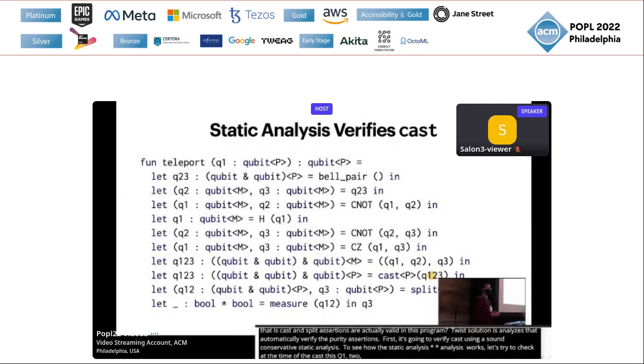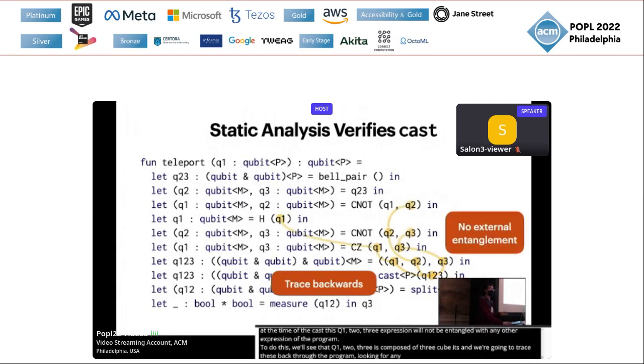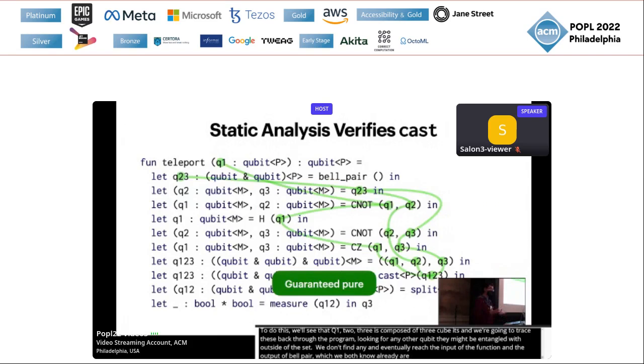To do this, we'll see that Q123 is composed of 3 qubits, and we're going to trace these qubits back through the program, looking for any other qubits that they might be entangled with outside of this set. Of course, we don't find any, and eventually we reach the input of the function and the output of bell pair, which we both know already are pure. Thus, the analysis can safely conclude that Q123 is pure.